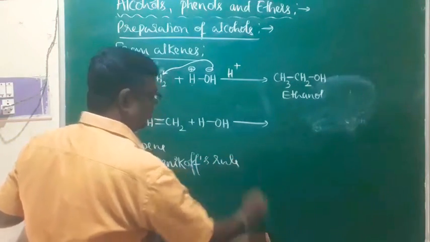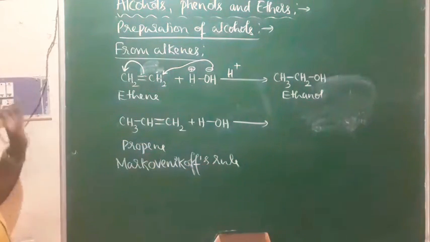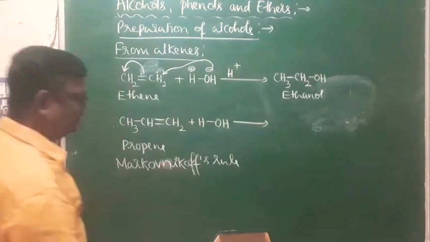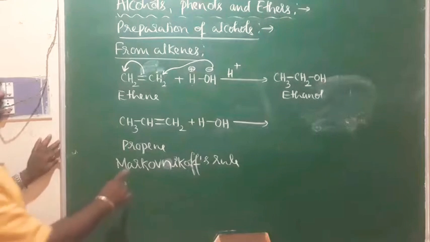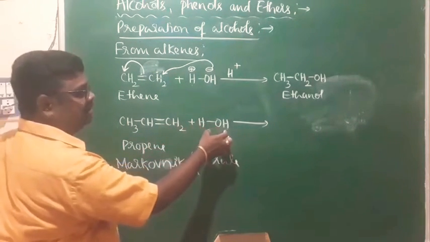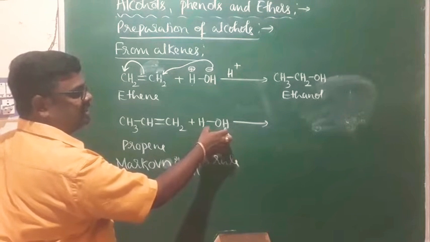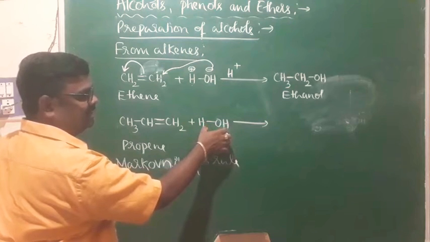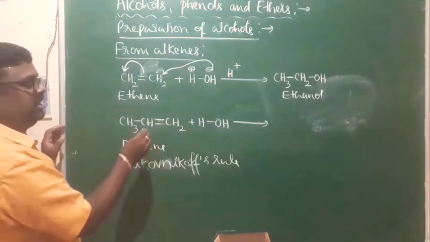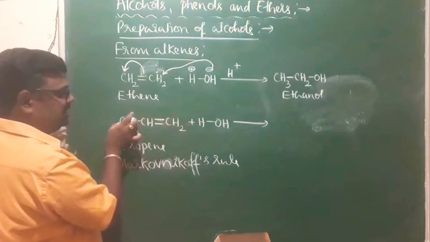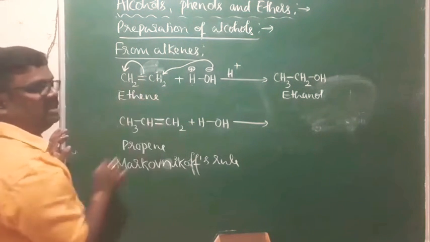You need to follow Markovnikov's rule, right? According to Markovnikov's rule, during addition of an unsymmetrical reagent, this is an unsymmetrical reagent because here H is there, here OH is there, to the unsymmetrical alkene. Why is it an unsymmetrical alkene? Across the double bond, here CH2 is there, here CH3 CH is there, therefore it is unsymmetrical.